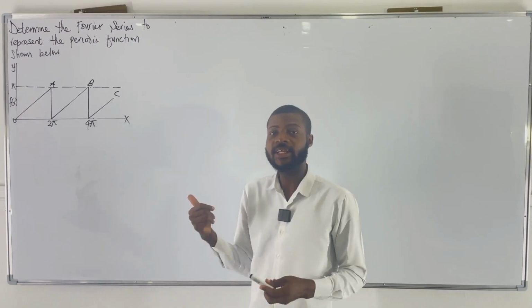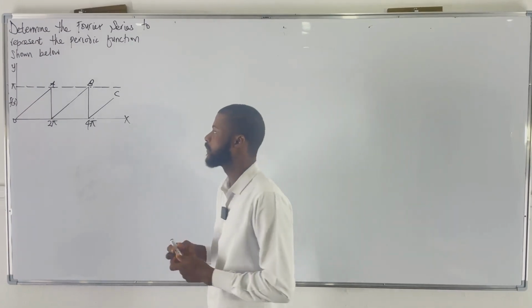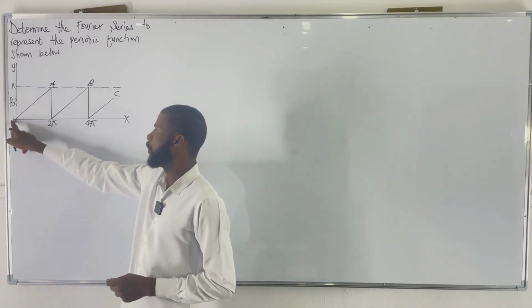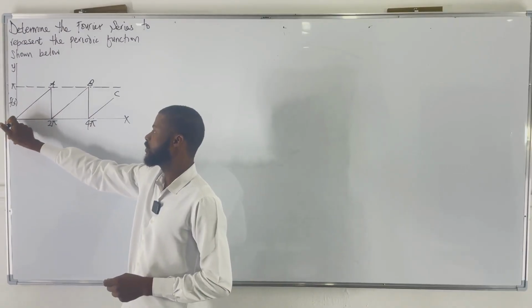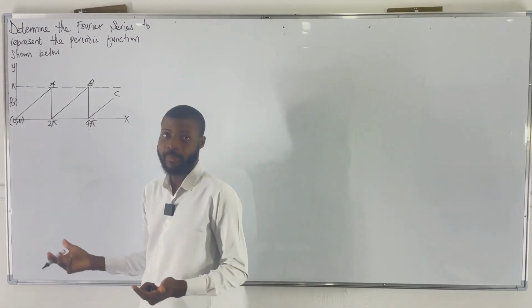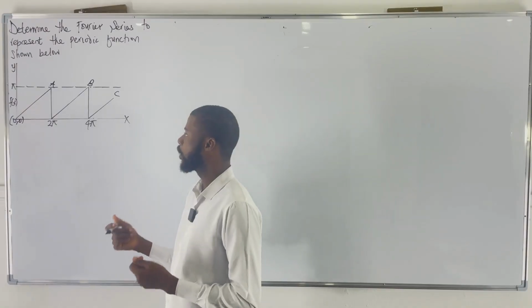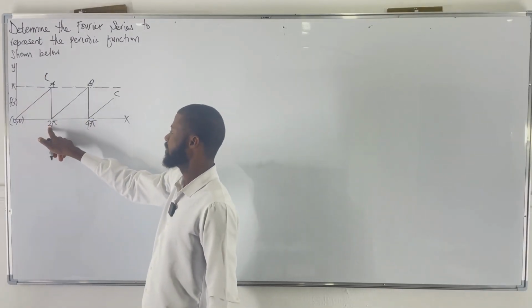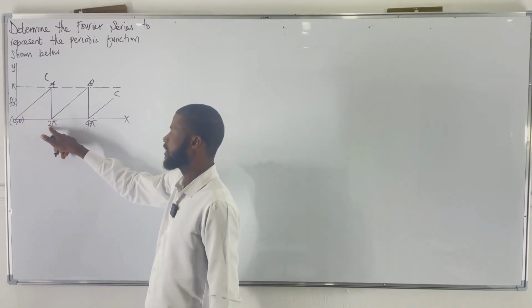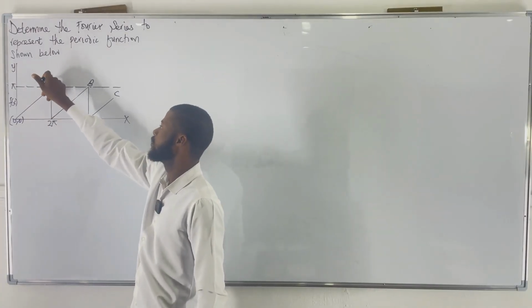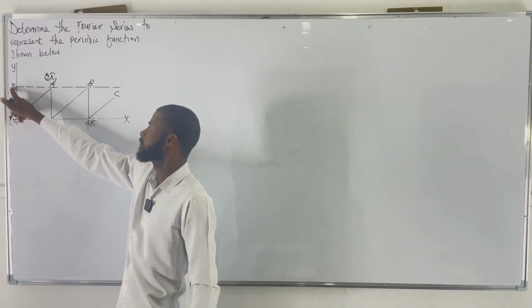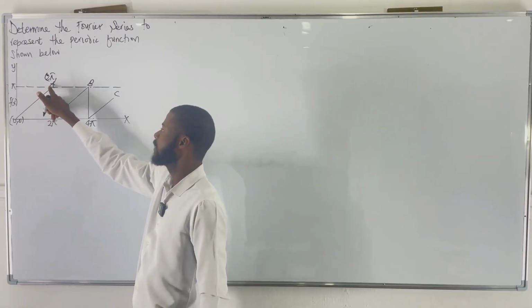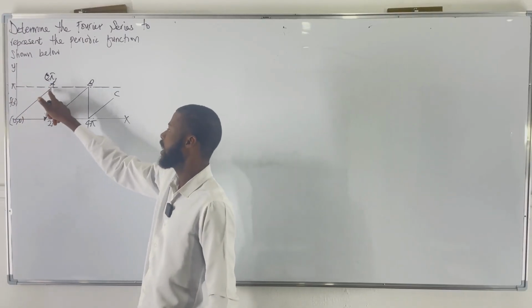So let us find the equation for the line OA. First thing is, at this very point, 0, we know that this will be (0, 0). That's a point. And the next one is, we know that x is 2 pi, then y is pi, because A is at pi when x is at 2 pi.